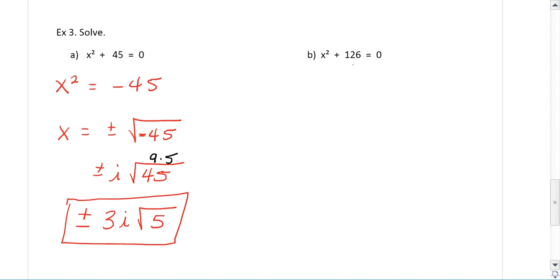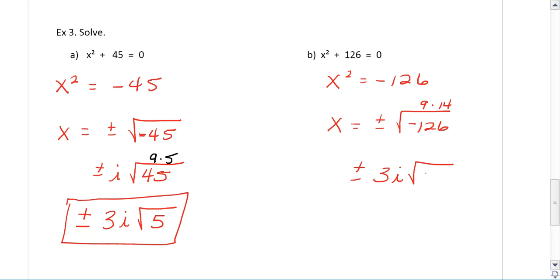Part B here, again, we start by subtracting the 126 from both sides. Take the square root of both sides, so we have plus or minus the square root of negative 126. We're going to have to do the i. The square root of that negative sign is an i. If we look for a perfect square, we'll see that 9 times 14 is equal to 126. So the square root of 9 comes out as 3, the square root of negative 1 comes out as i, and 14 is left under the square root symbol.